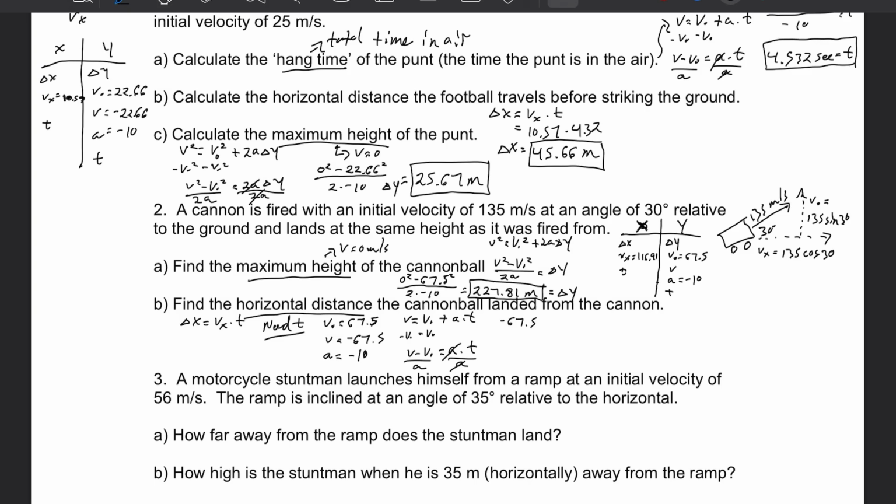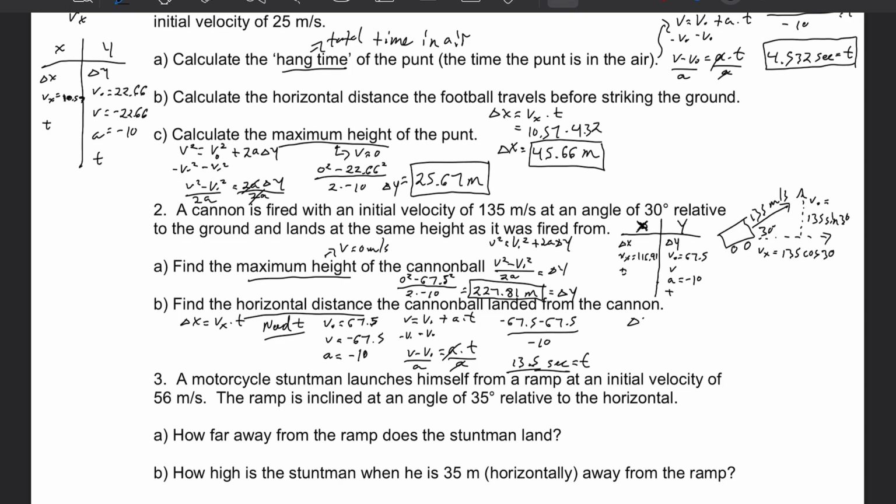V is negative 67.5, and then we're going to subtract V naught, 67.5, and divide that by negative 10. So that should be 135 divided by 10, or 13.5 seconds. So now we know how long the cannonball is in the air. It's in the air for 13.5.